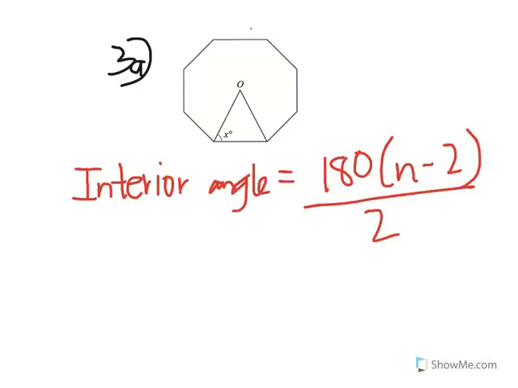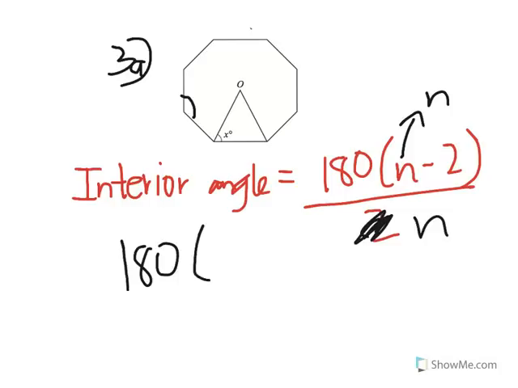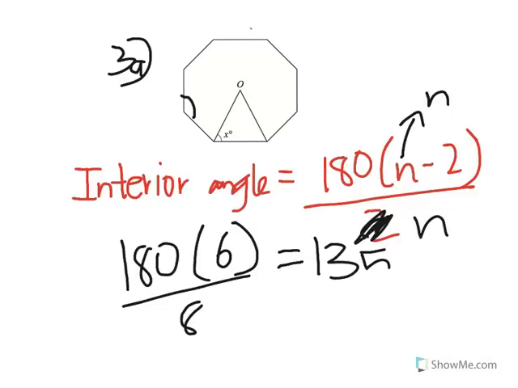Well, the formula for an interior angle of a regular polygon is 180 times n minus 2, over n, n being the number of sides. Not over 2, over n. Now we can use this equation to find an interior angle, which is this angle. In this case there are 8 sides because it's a regular octagon. So it's 180 times 8 minus 2, which is 6, over 8, which gives you an interior angle of 135. Now here's where we're going to use the triangle bit.